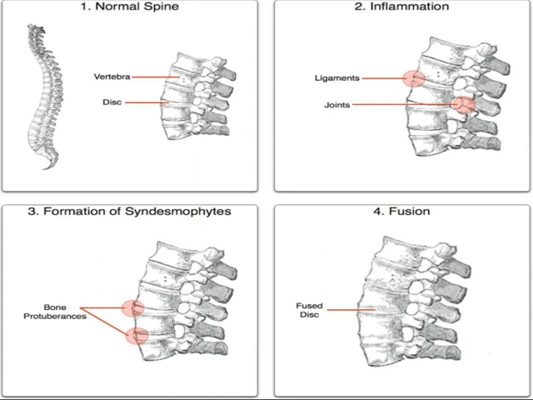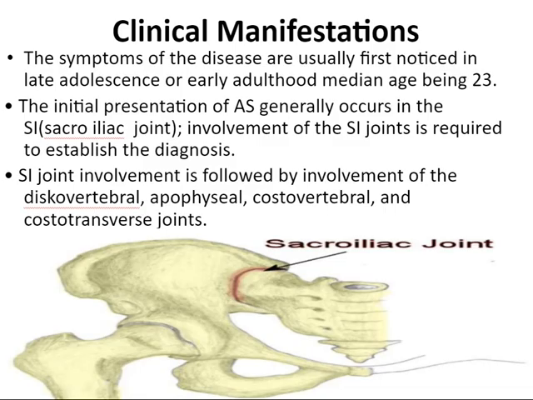Let's go to the clinical manifestations. How will the patient present to you? As I already told you, a young male, that is late adolescence or early adulthood. Median age is 23. The initial presentation of ankylosing spondylitis generally occurs in the sacroiliac joint. I already told you it will mostly be a sciatica-like pain. Involvement of sacroiliac joints is required to establish the diagnosis. It is the most important clinical feature.